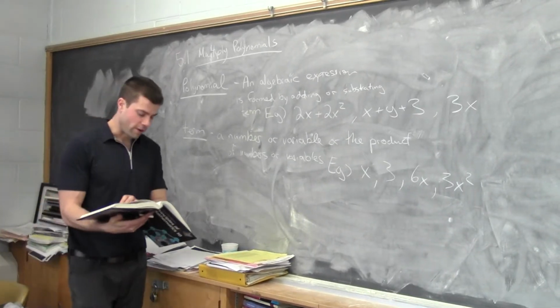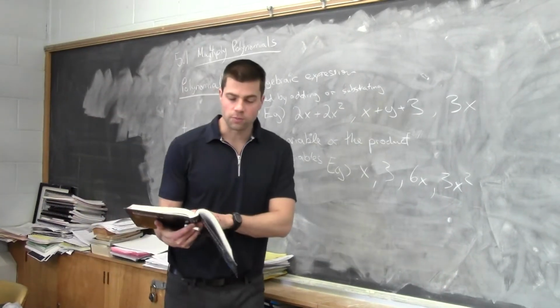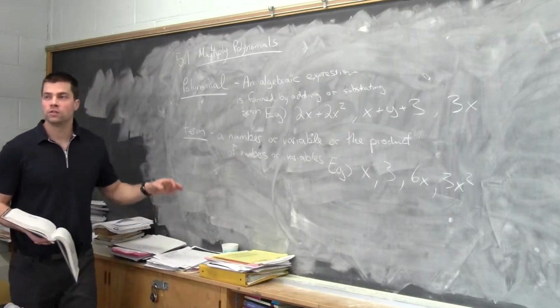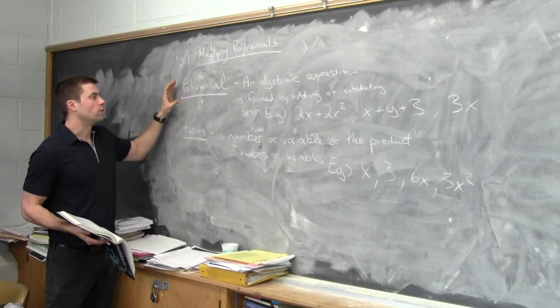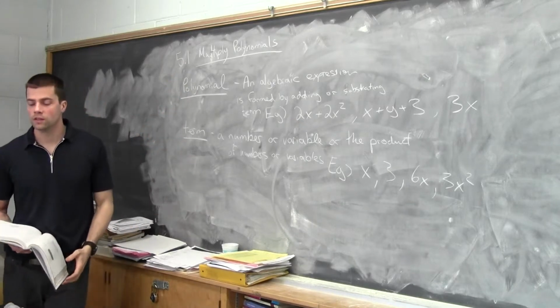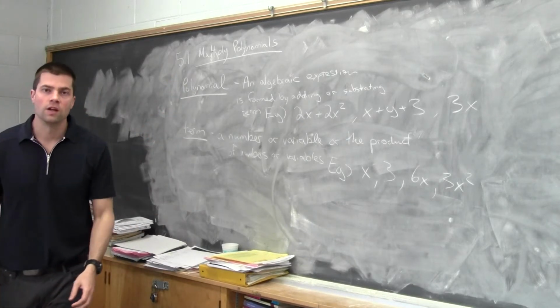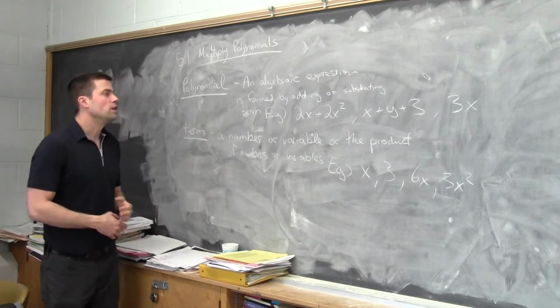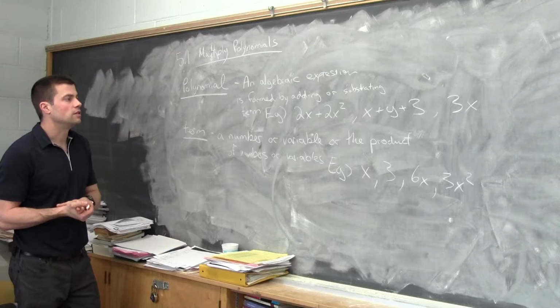Okay, this is 5.1, page 210 in your textbook. We're talking about multiplying polynomials. All right, so just before we start off, we want to define what a polynomial is. This is from the Getting Started section of Chapter 5. It's an algebraic expression formed by adding or subtracting terms.